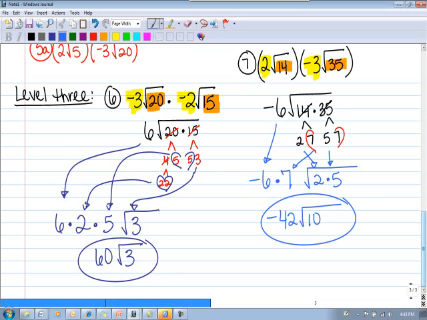And the last problem for you to try on your own from 6 and 7 is, let's do 2 radical 18 times negative 4 radical 27.